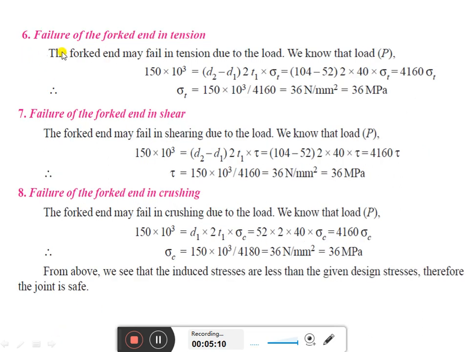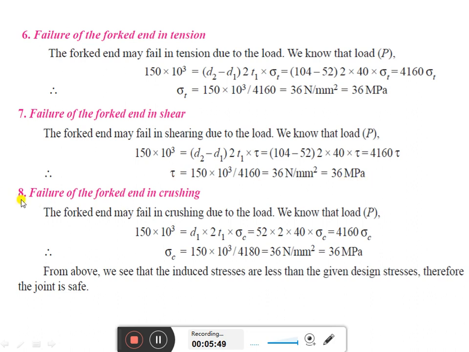Then step 6, failure of fork end in tension. Load P is equal to D2 minus D1 into 2 into T1 into sigma T. Substitute all the values and find the value of sigma T, which is equal to 36 megapascal. Then step 7, failure of fork end in shear. The load P is equal to D2 minus D1 into 2 into T1 into tau. Substitute the values of D2, D1, P, and T1, then find the value of tau, which is equal to 36 megapascal.